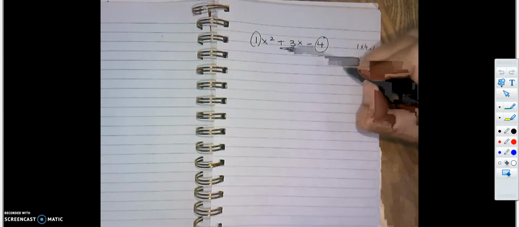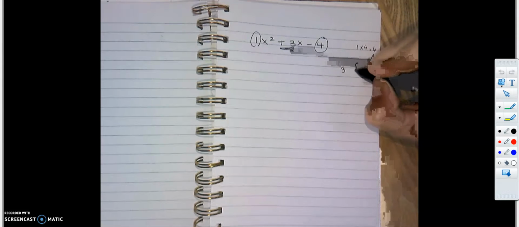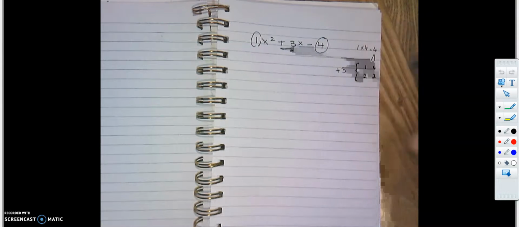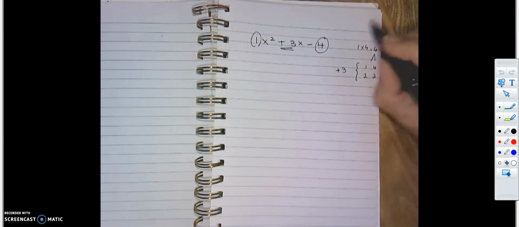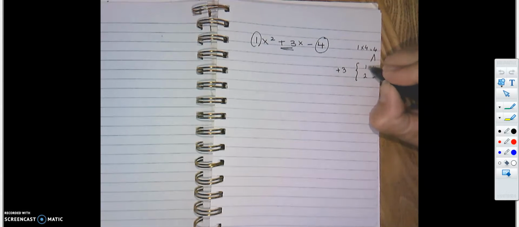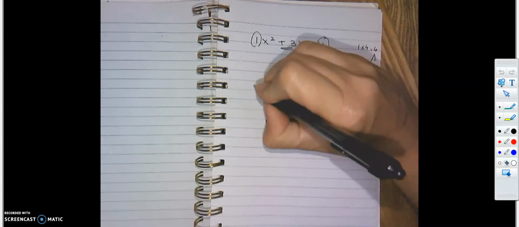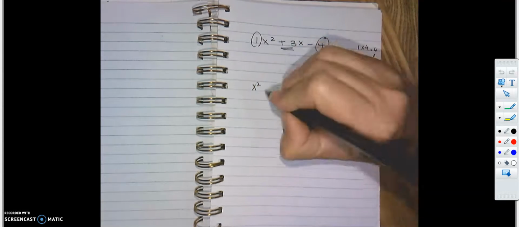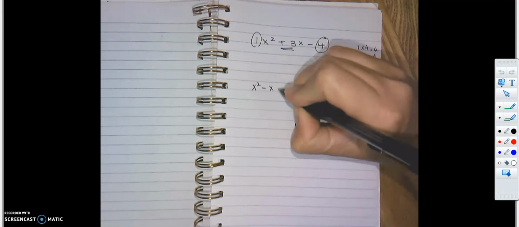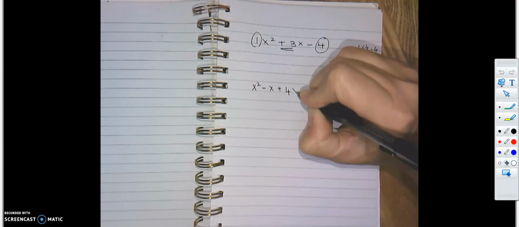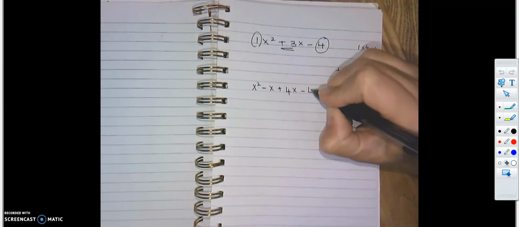We need to use the factors to get the middle term, which in this case is positive 3. So to get plus 3, we can go a plus 4, take away 1. Okay, so we rewrite this in 4 terms. So you go x squared minus x plus 4x minus 4.